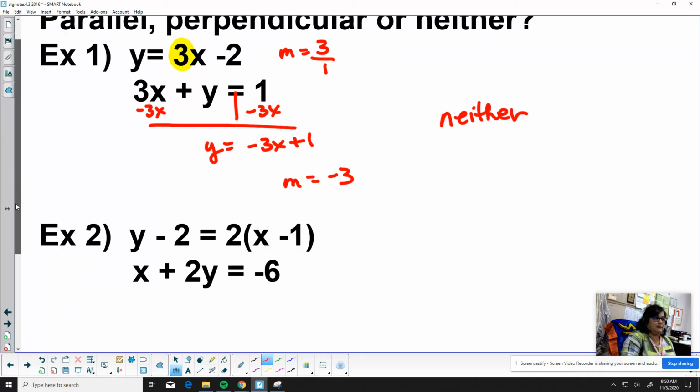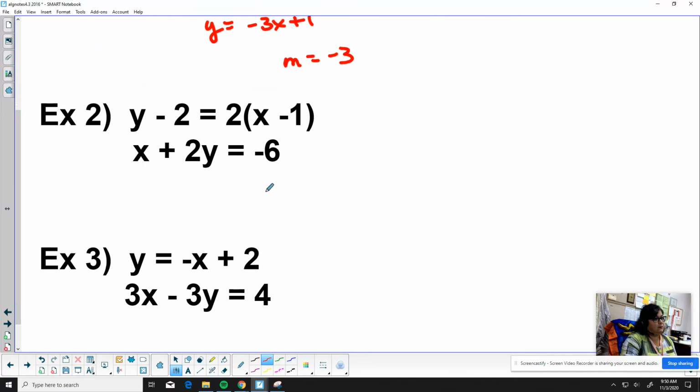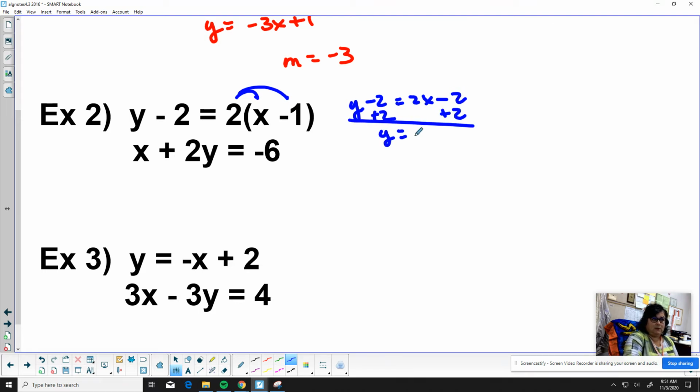Okay, let's look at this one. So neither of these are in the right form. So let's send the 2 through. So y minus 2 equals 2x minus 2. And we'll add 2 on both sides. So y equals 2x. So my slope here is 2 on the top one.